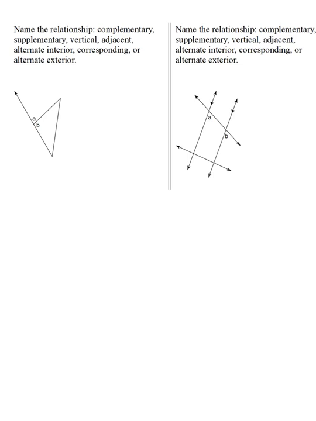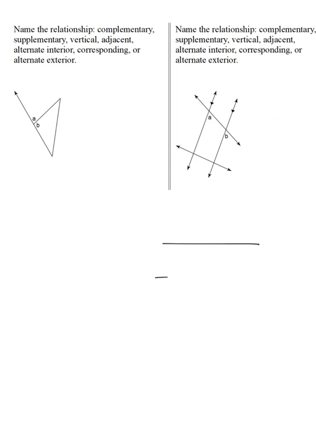In the previous video, we went over the first four relationships: complementary, supplementary, vertical, and adjacent. If you still need to review those relationships, you can watch that video. What we're going to look at is the last three relationships, which are alternate interior, corresponding, and alternate exterior.